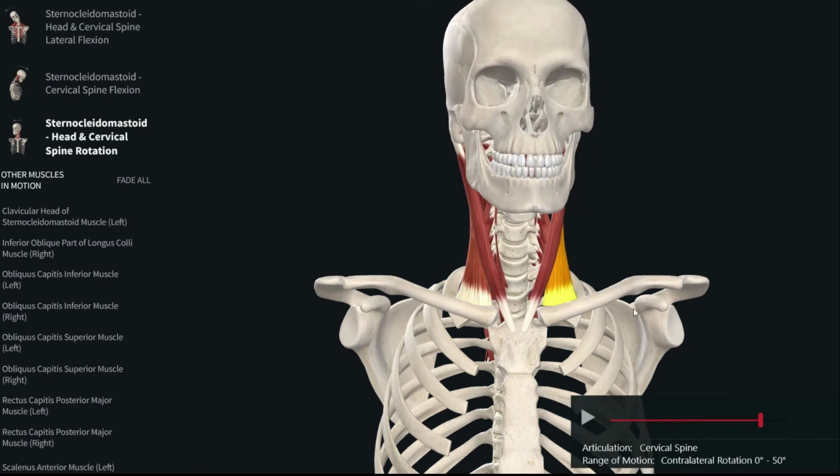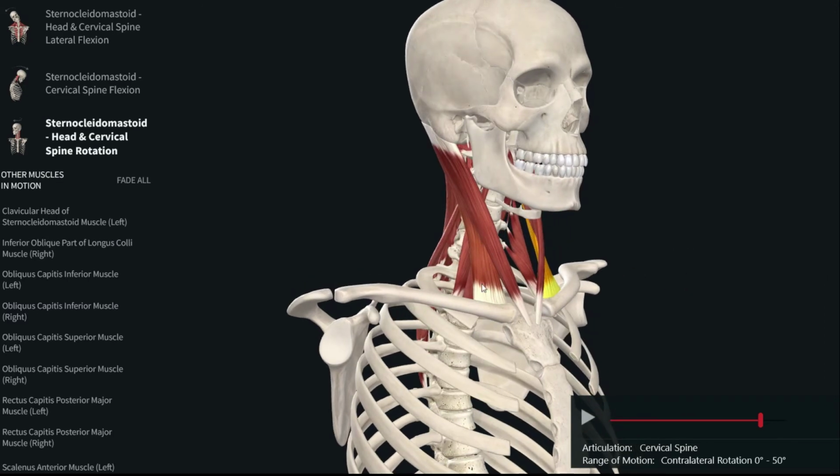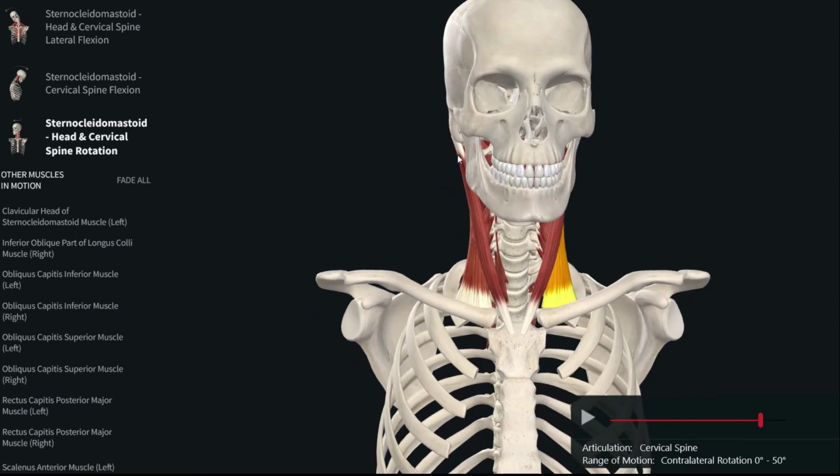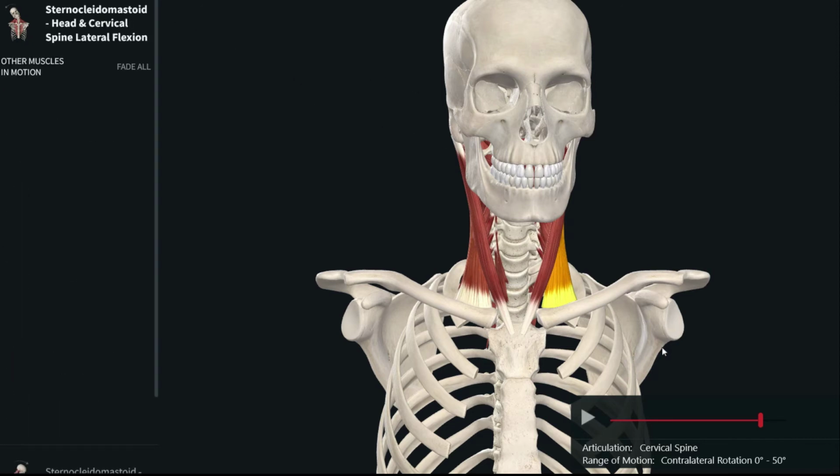Now, what happens when the clavicular head, which they have highlighted over here, acts independently? It's pretty logical. If this clavicular head, which is this vertical band, contracts, it's very obvious that the head will not rotate, it will tilt to that side. There will be flexion of the neck. So this is known as the lateral flexion of the neck. So let me show you.